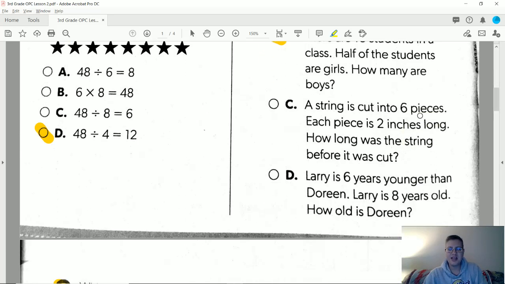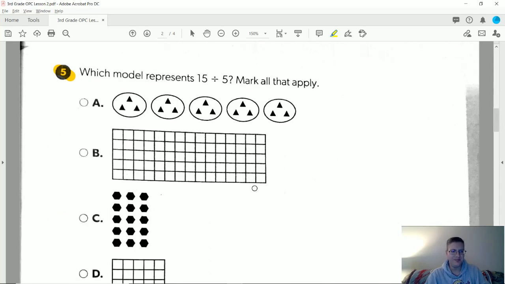Our third option, a string is cut into 6 pieces. Each piece is 2 inches long. If we had the total already, and then we were breaking it up into one of these 2 parts, we'd have division, but as it stands, it's a multiplication problem. And the last one would be an addition problem. We would do 8 plus 6 to find out how old Doreen is.